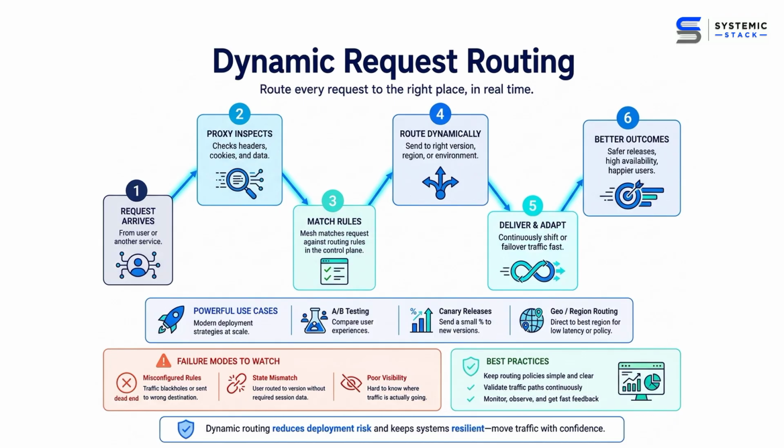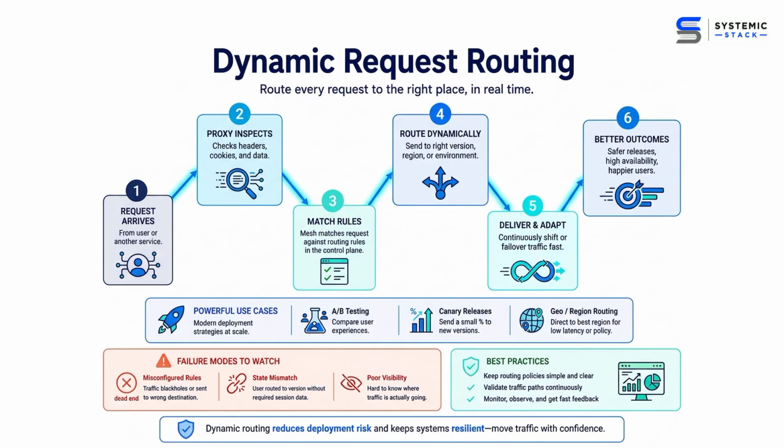A common failure mode is misconfiguring these routing rules, which can lead to traffic black holes or requests being sent to the wrong environment. In an interview, explaining how dynamic routing reduces the risk of new releases is a great way to show you value operational safety. You can shift traffic away from a failing version in seconds without having to redeploy any code.